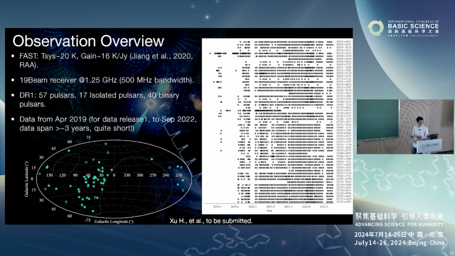However, we still do not have the coherent dispersion backend, so for now we only use incoherent dispersion. In data release 1, there are about 57 pulsars. Among them, 40 are in binary systems, and the remaining ones are solitary pulsars. Data release 1 started from April 2019 and ended in September 2022. So the data length is only about 3.4 years. That's quite short compared with other PTAs.